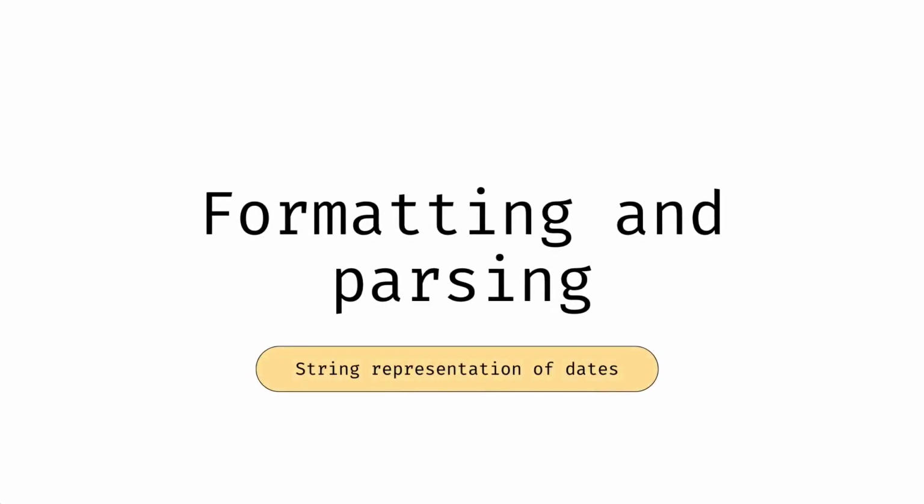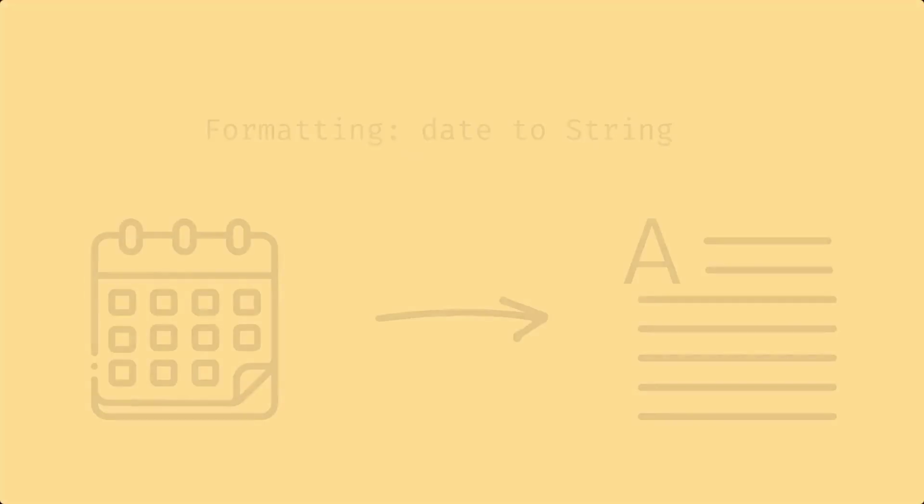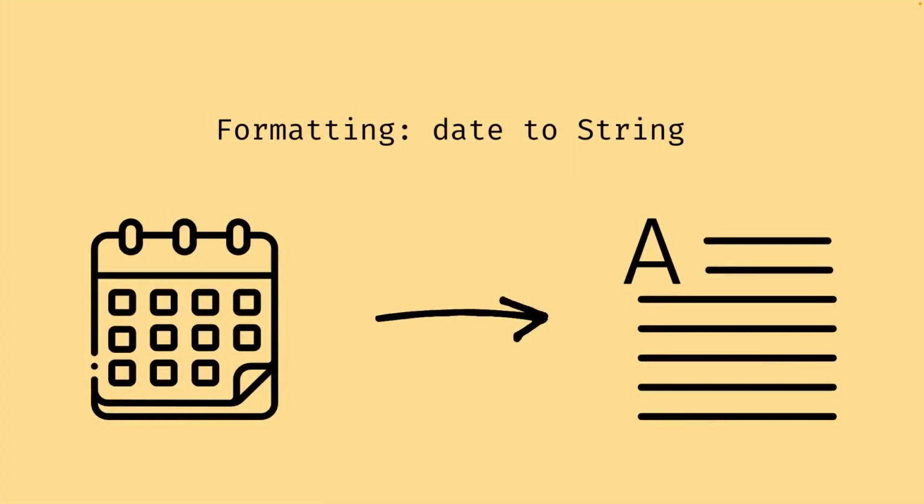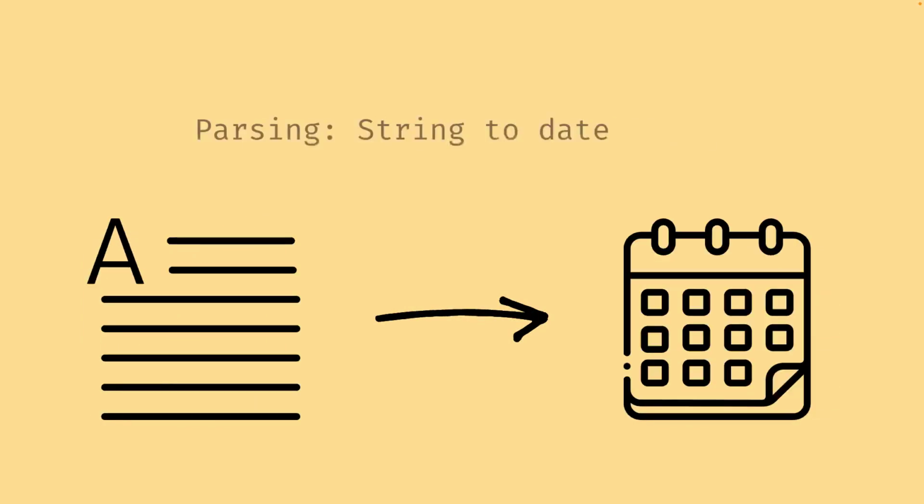So far, we've seen one way of printing dates, but we actually have a lot more influence on their format, and we can also parse dates. Formatting a date means converting a date object to a string representation, while parsing a date means the opposite, converting a string representation to a date object.